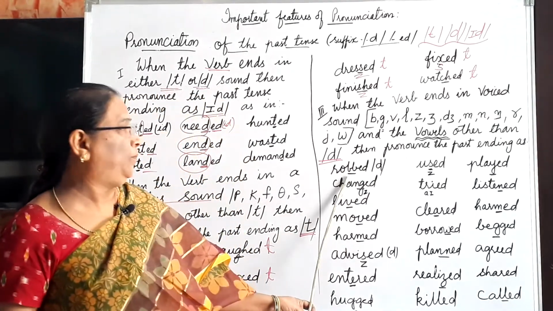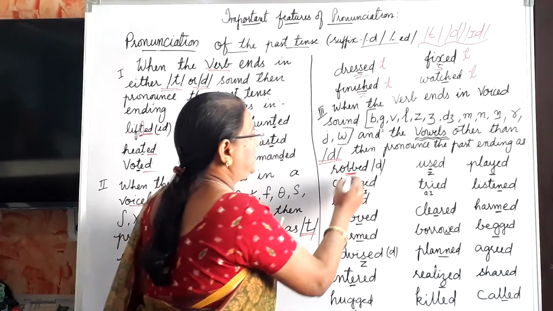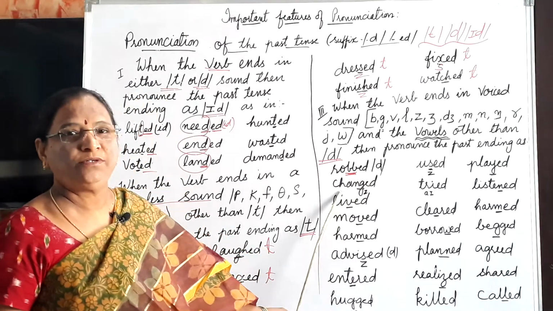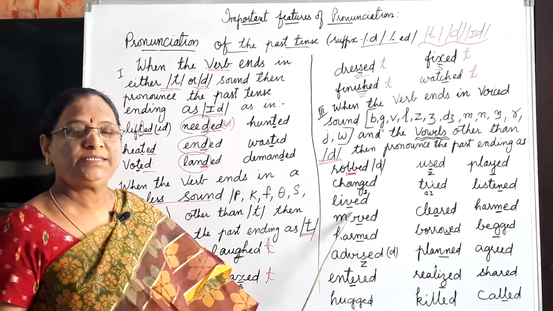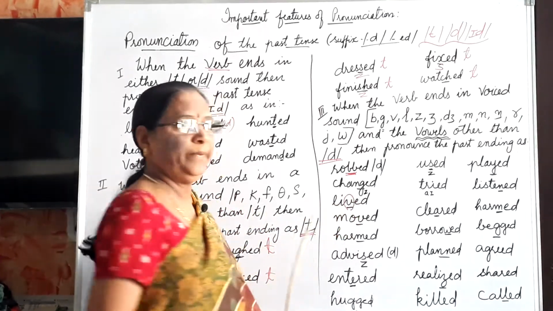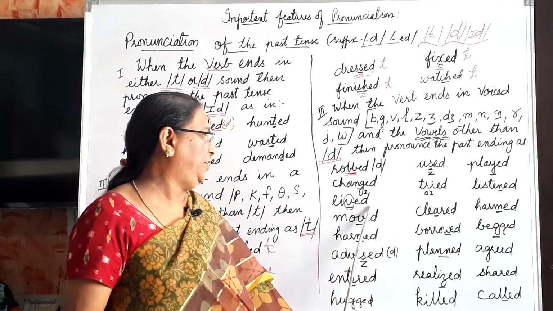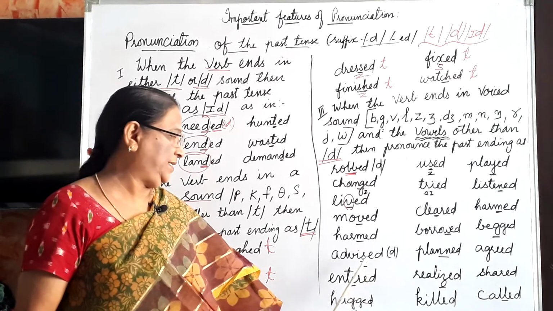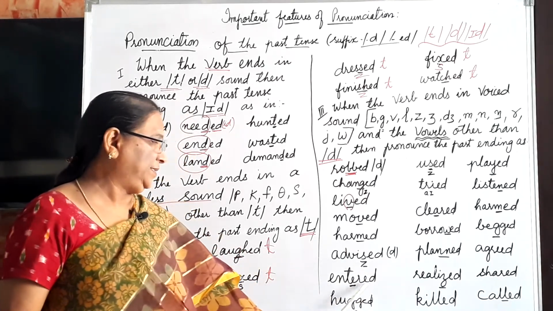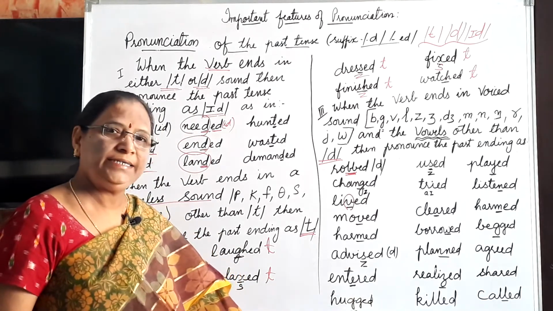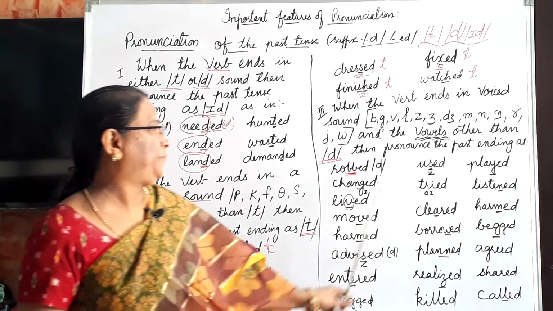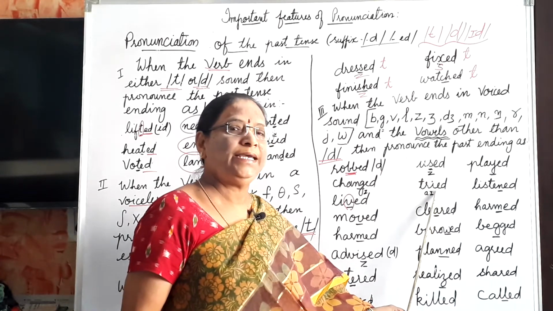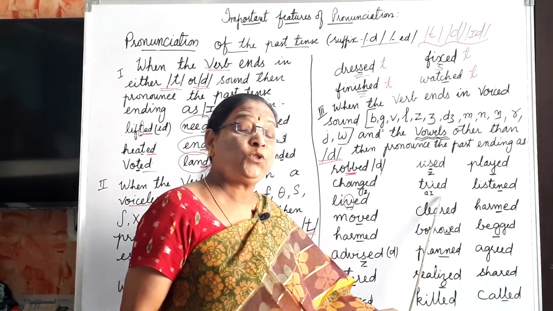For example, robe, last ending is ba sound. Robed. Change, ja sound. Changed. Okay, leave, last is V sound. Lived, moved, harmed, advised. Okay, advised, here Z sound. Advised, entered. Okay, entered, hugged. Hug, ga sound. Hugged, used, Z sound. Used. Okay, tired, here the I is a diphthong. Tired.